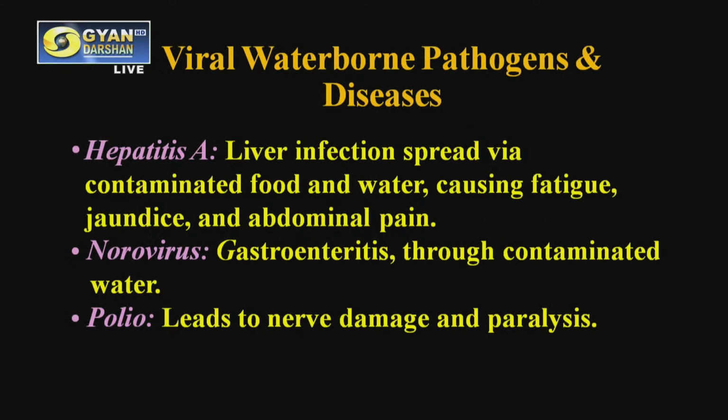Viral waterborne pathogens are there, like hepatitis A, where the liver infection is spread through contaminated food and water, and jaundice can come. Then norovirus through contaminated water, and also poliovirus, which leads to nerve damage and paralysis.